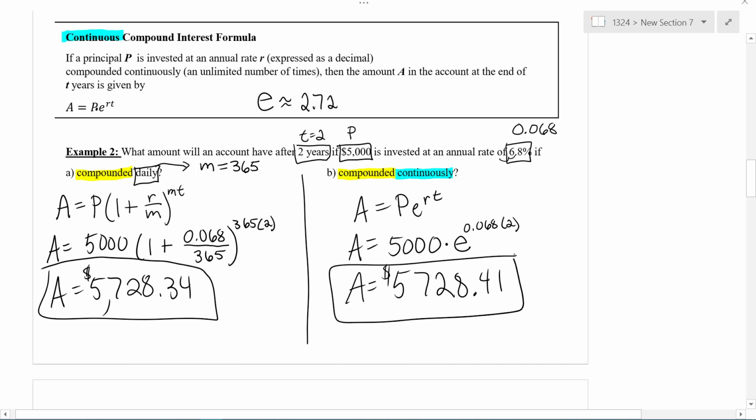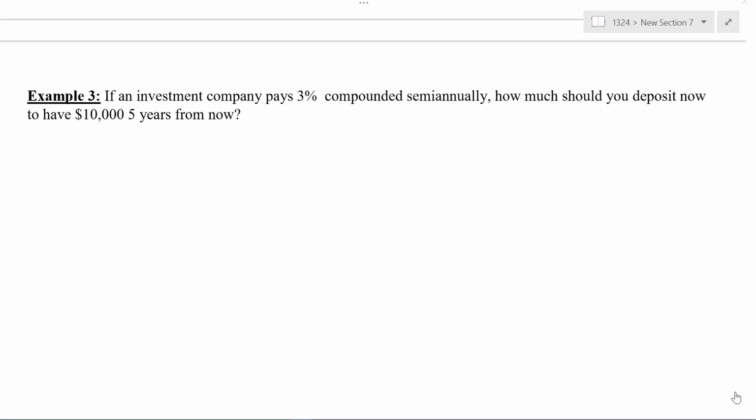Okay, so we see that continuous compounding gave us a little bit more money in the end than compounding daily. Compounding continuously means you're compounding an unlimited number of times, so basically more than 365 times for that year. For example 3, we have that if an investment company pays 3% compounded semi-annually, how much should you deposit now to have $10,000 5 years from now?